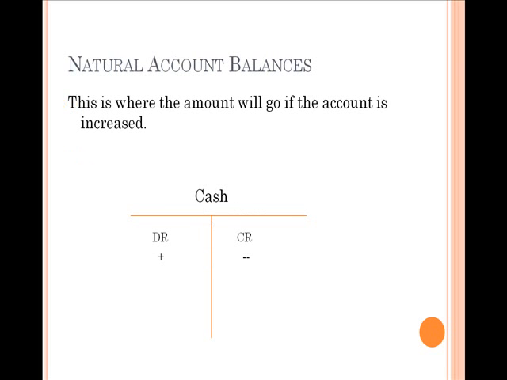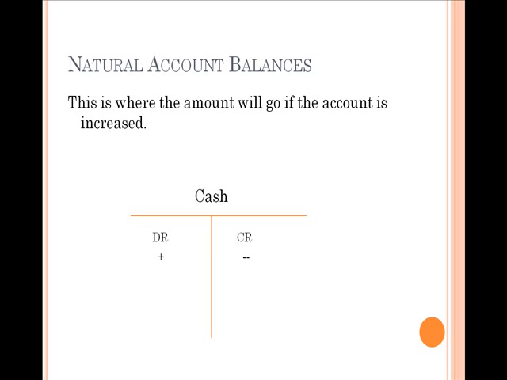Now we're going to talk about what I mean by a natural account balance. Natural account balance means if this account increases, which side does it go to, the debit or the credit? If it goes to the debit side, then the debit is its natural balance. If I increase it and it goes to the credit side, then it's a credit natural balance. I've illustrated this with cash. Cash is an asset account. An asset is something that you own, that you have rights to, that's going to provide you future benefit, and cash is an example of an asset.